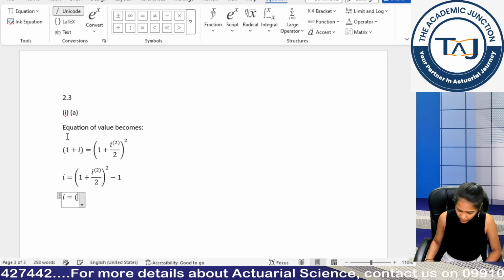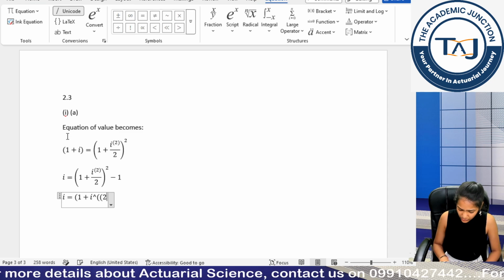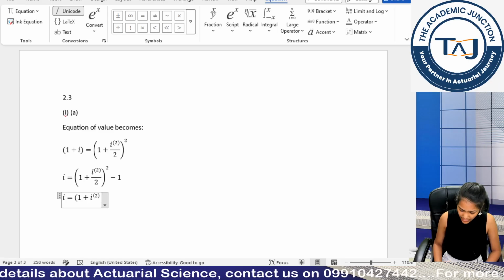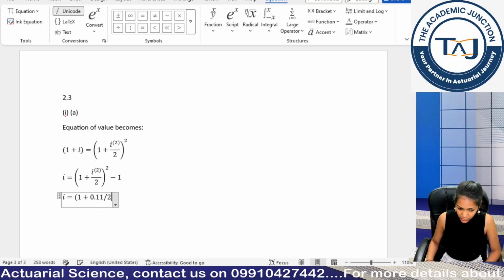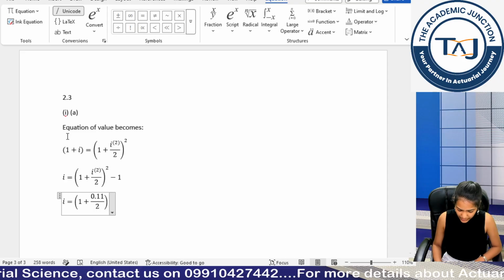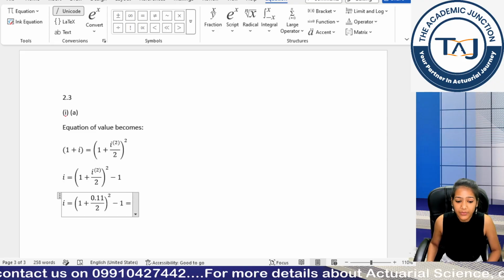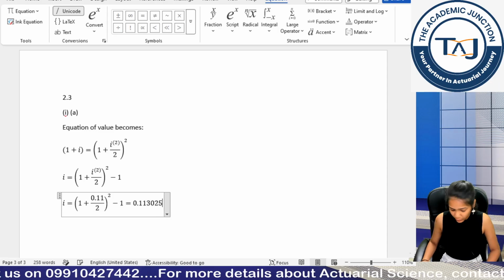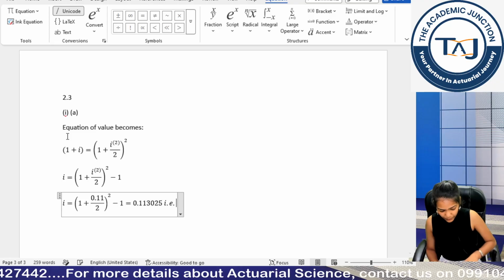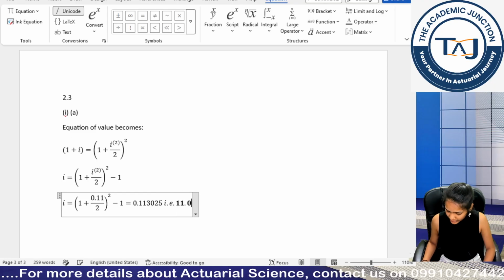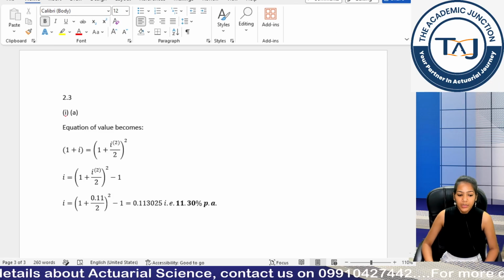i is equal to 1 plus i raised to the power double brackets 2 double brackets space bar, sorry, we have to put the value here, right? So 0.11 by 2 space bar raised to the power 2 minus 1 is equal to, then we write the final answer, which is 0.113025. We will convert it into the percentage as I promised, then bold out the answer: 11.30 percent per annum. I hope this is clear.